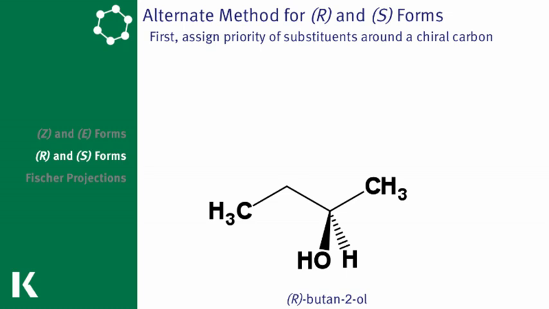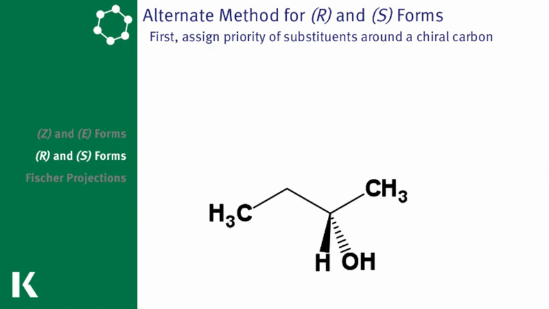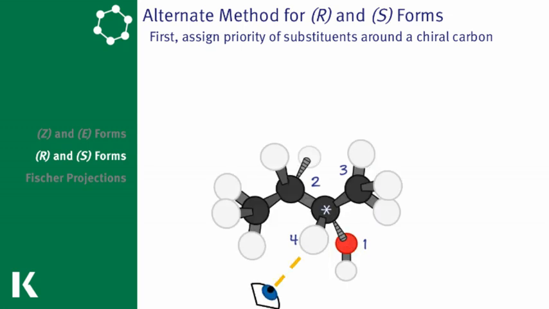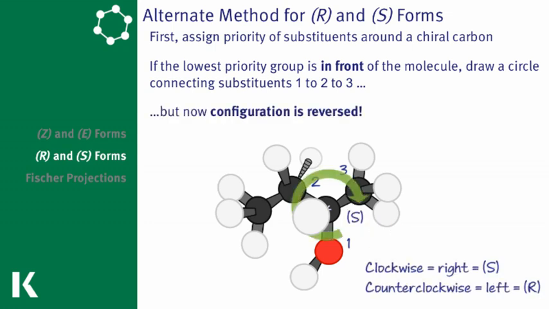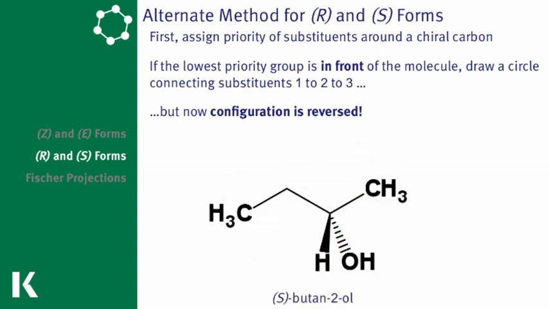Alright, so before we move on to Fisher projections, we should go through one of the tricks that the MCAT might try to play on you with these types of questions. That is, where the lowest priority substituent is not labeled in the rear. As long as that 4th priority substituent is located in the front of the molecule, you can just proceed as usual at first, picturing the molecule's 3-dimensional representation, drawing a circle that connects substituents 1, 2, and 3 in order, but then, at the end, you have to flip the configuration that you get. That means that in this example, our molecule is actually S, and its name is S-butan-2-ol.